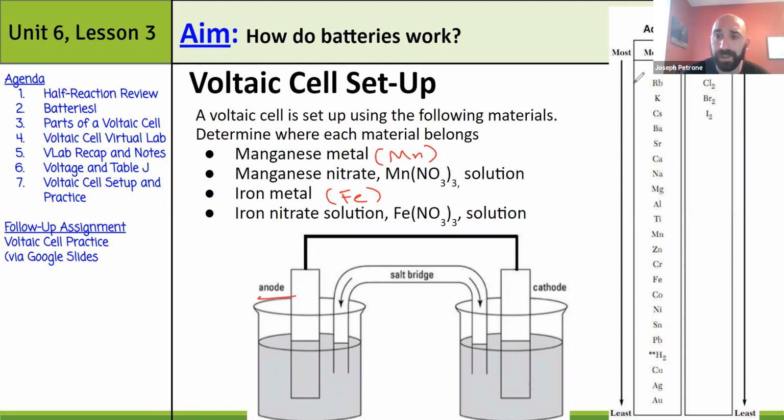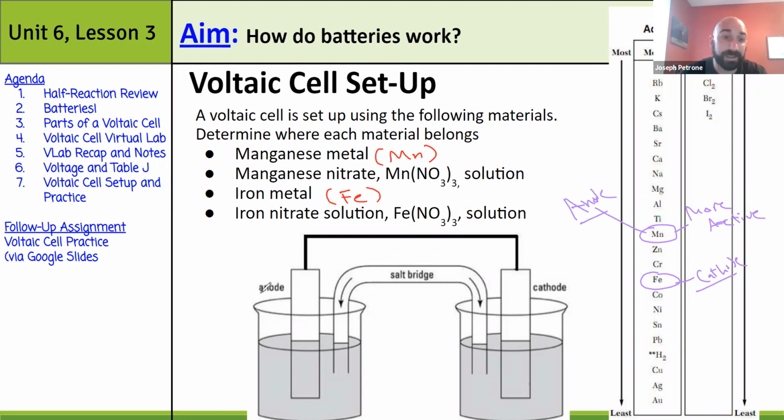So let's take a look. Manganese is Mn, and that is not this one, that's Mg, it's going to be here, Mn. And then iron is just a few ticks down on here. So according to this chart, manganese is more active than iron. So if it's more active, it is more likely to oxidize, so this is going to be our anode. And then, therefore, iron is our cathode, as it is less active. So we'll just jot this in here.